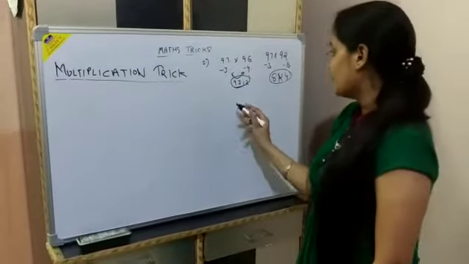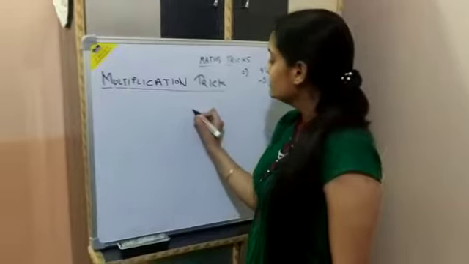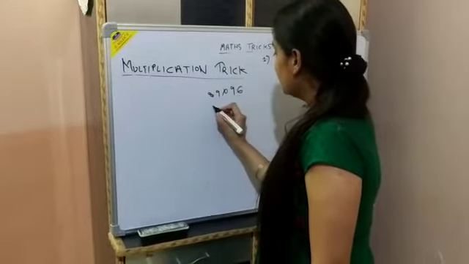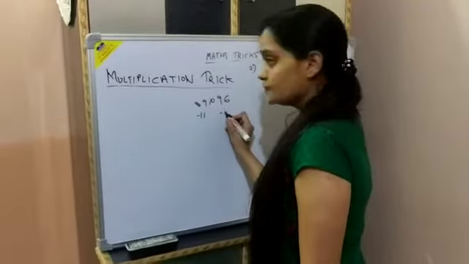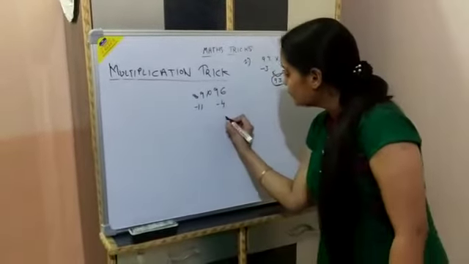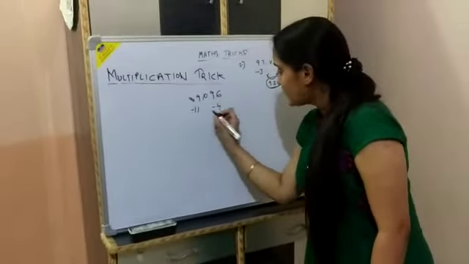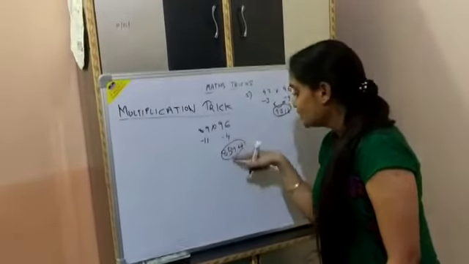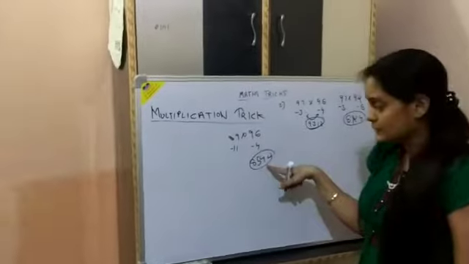Now the other example for this is 89 into 96. This is 11 less and this is 4 less. 11 into 4 is 44. 96 minus 11 is 85. 89 minus 4 is also 85. You can check it from here.